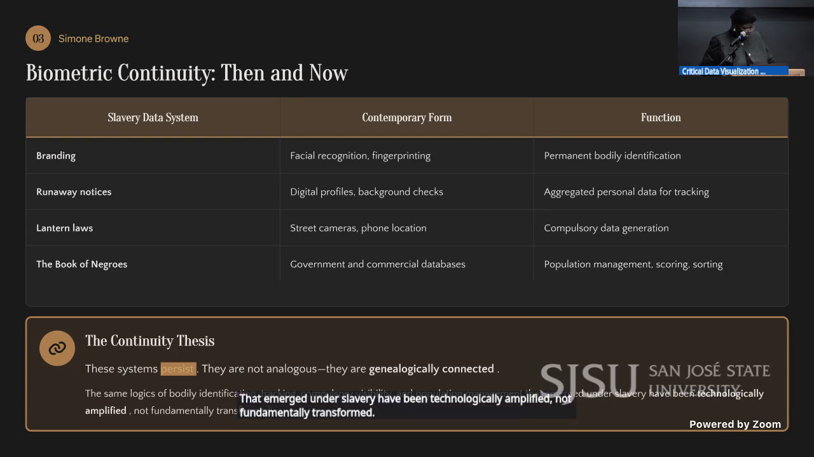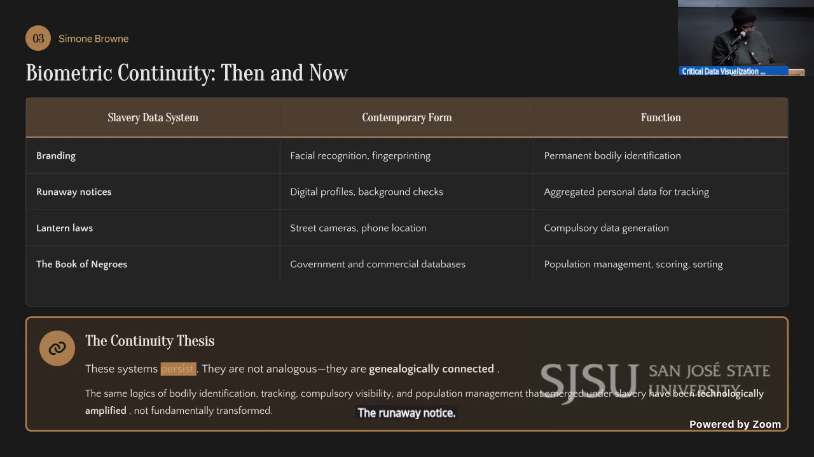Fanon's overdetermination is the theoretical key here. The runaway notice overdetermines the enslaved person from without. Their identity is fixed by the description, their possible futures constrained by the networks of readers. There is no outside this data. The notice creates the fugitive as known, wanted, fixed in place, even in flight.